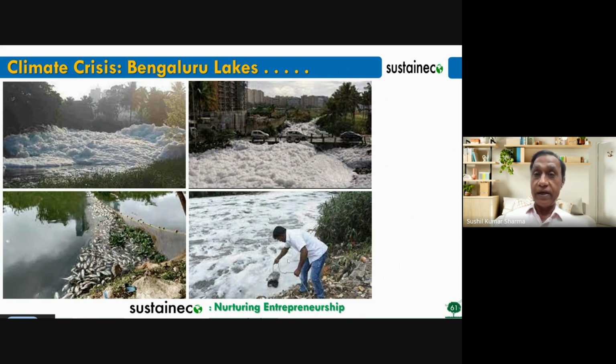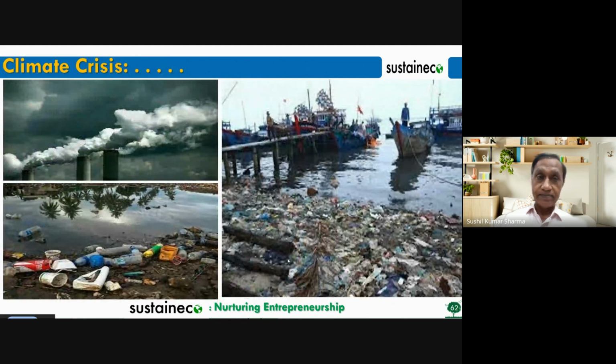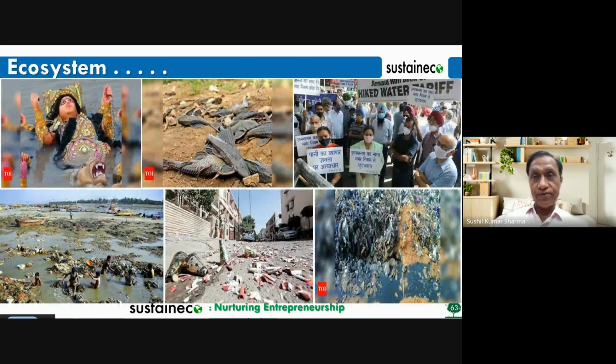Bangalore in our country is known as the IT hub or IT capital of India. These are the various lakes in Bangalore, and the situation is almost comparable with River Yamuna in the capital city Delhi. Here also we find that fishes have died because of chemical contents in water bodies. So the climate crisis is impacting our lives very seriously.